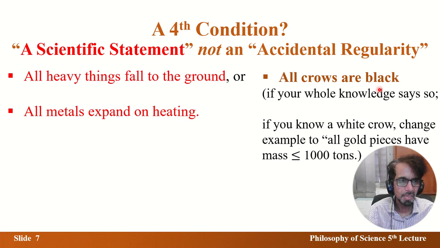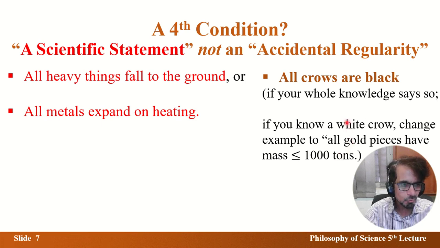That you should have maybe seen many crows under a variety of conditions in different countries. Maybe you have gone to different countries or you have seen it through the internet, and suppose you don't know any violation. If you know any crow which is not black, then you change the example. For example, in that case, you make the example that all gold pieces have a mass less than 100 or maybe 1,000 tons.